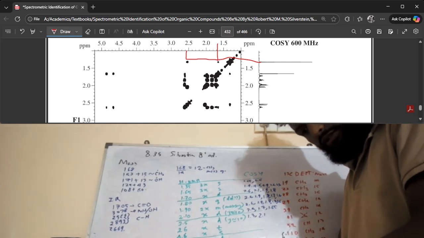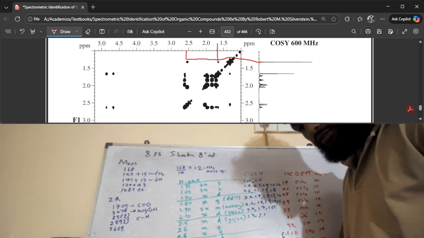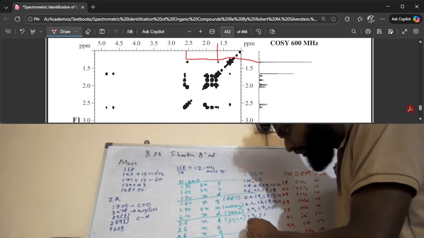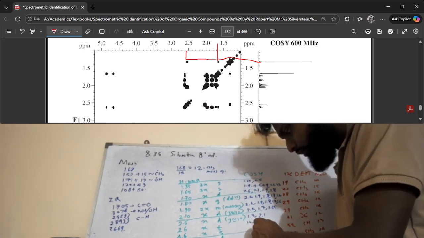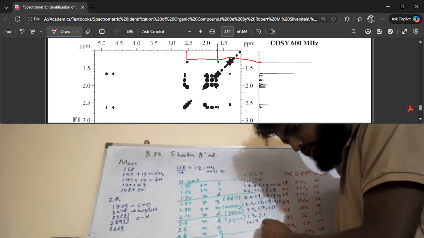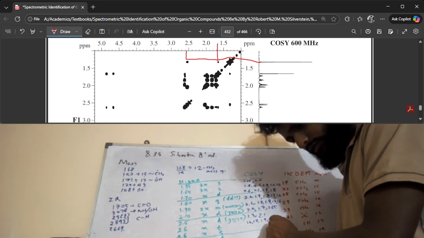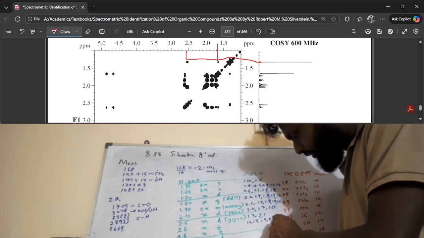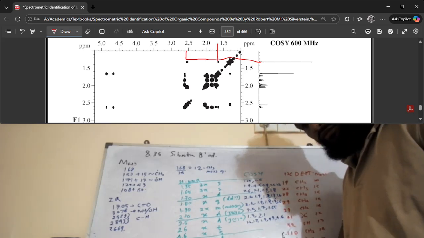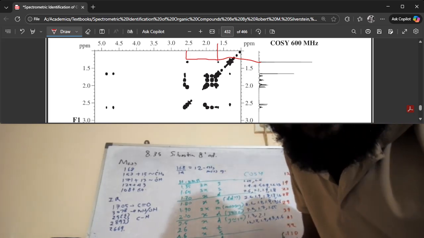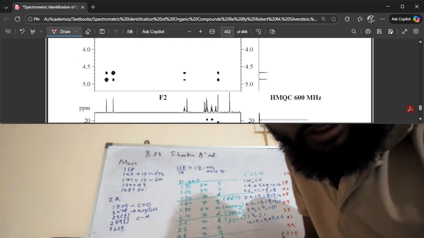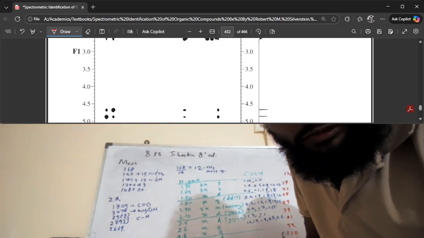The 2.61 is correlating with a bunch of stuff: correlating with 1.6, 1.7, 1.9, 4.7, 4.9, and then 4.6 as well. 4.6 and 4.9, if we look at them and see if these are correlated, yes, they are very much correlated.